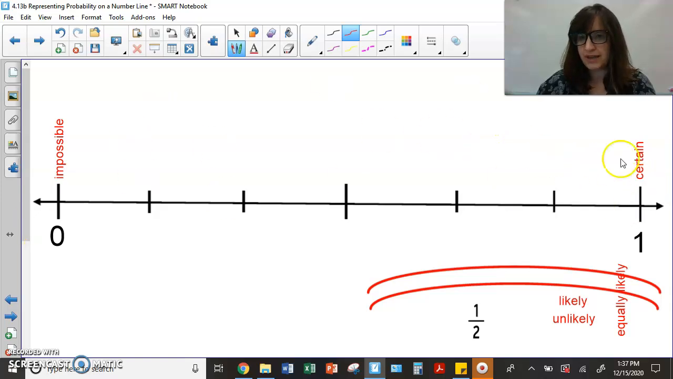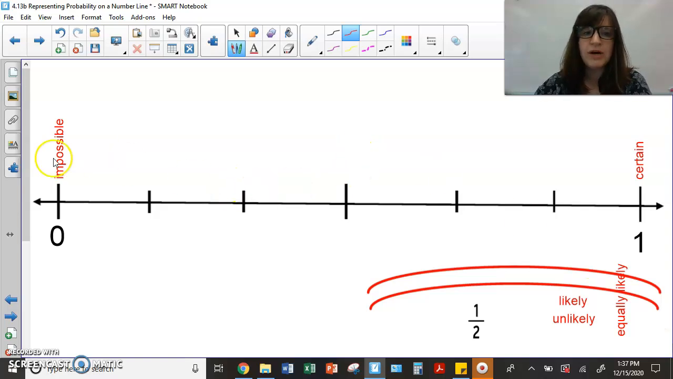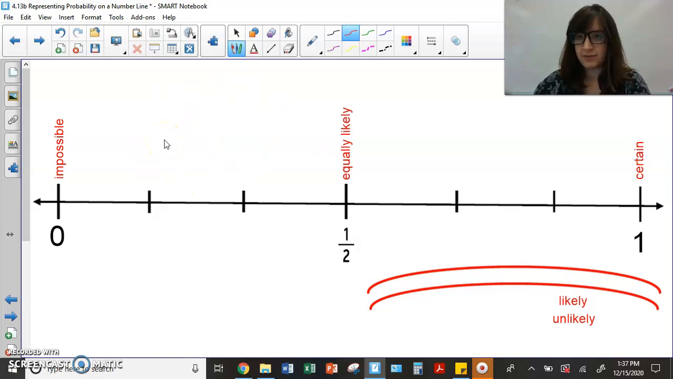Everything in between, okay, means it's a possible chance. Well, if I split my line in half, halfway in the middle is 1/2, okay? If there is an even chance that something would happen, then it would be equally likely, okay? Now, listen to me very carefully when I say this next part. Impossible, equally likely, and certain are exact points, okay?